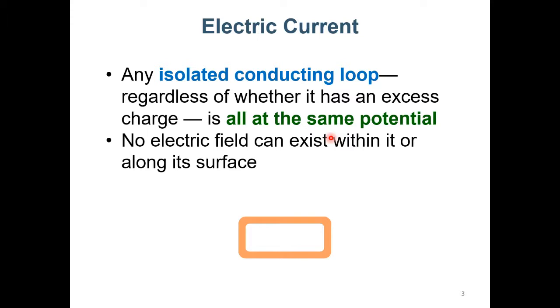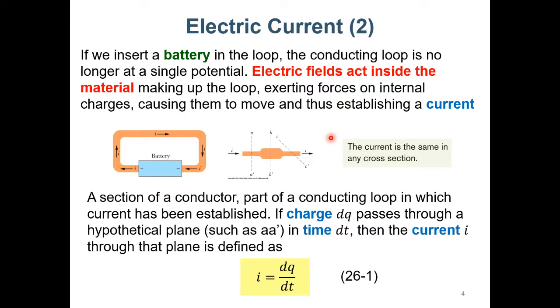But the physicists or the scientists are very naughty, so they want to make things not so easy. So they try to put a battery there. As you know, you can have many kinds of battery, so it has a potential difference between the positive side and the negative side. So there is a voltage difference at this point and this point. So the electric field acts inside the material making up the loop and exerts a force on internal charges, causing them to move and thus establish a current.